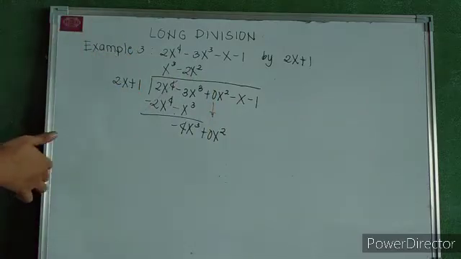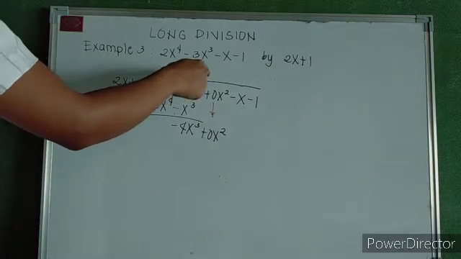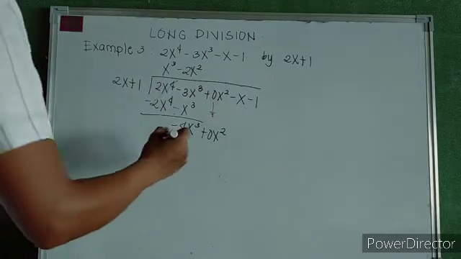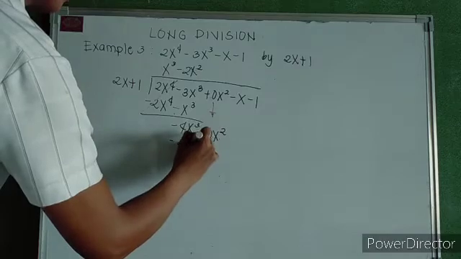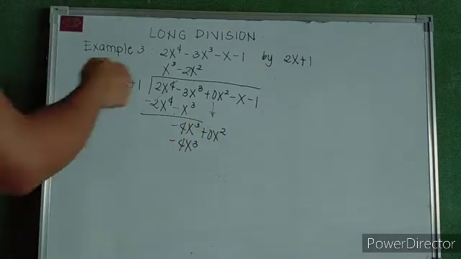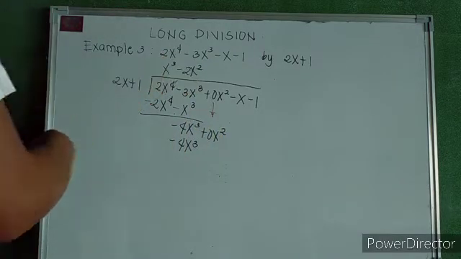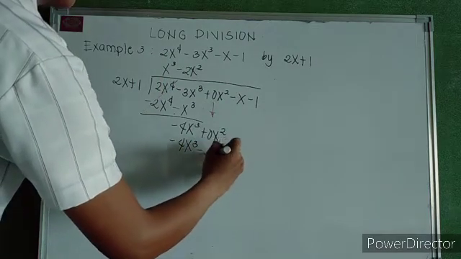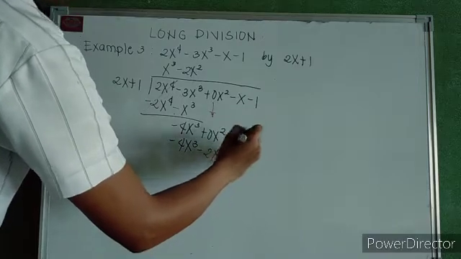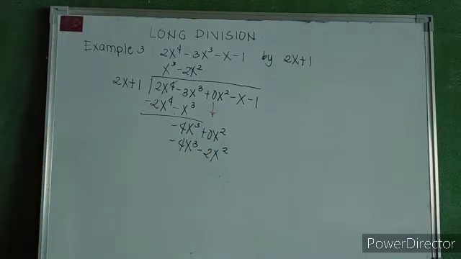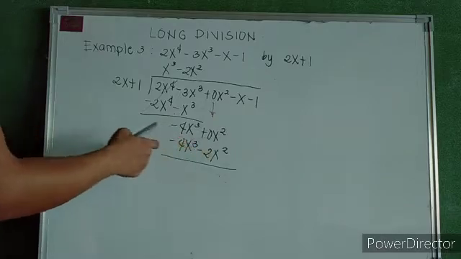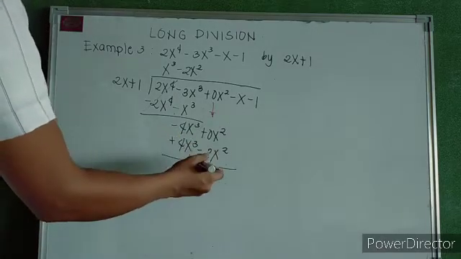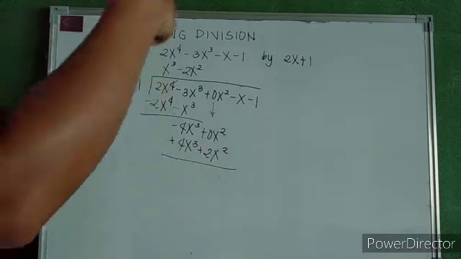Okay. So next step natin, yung negative 2x squared, times lang natin siya dito sa ating 2x, that is equal to negative 4x cubed. Okay? And then yung negative 2x squared na ito, multiply siya sa positive 1, that is negative 2x squared. Okay? So ngayon, i-simplify lang natin. Kuhanin natin yung opposite sign ng ating nakuhang product. That is positive 4x cubed at saka positive 2x squared.